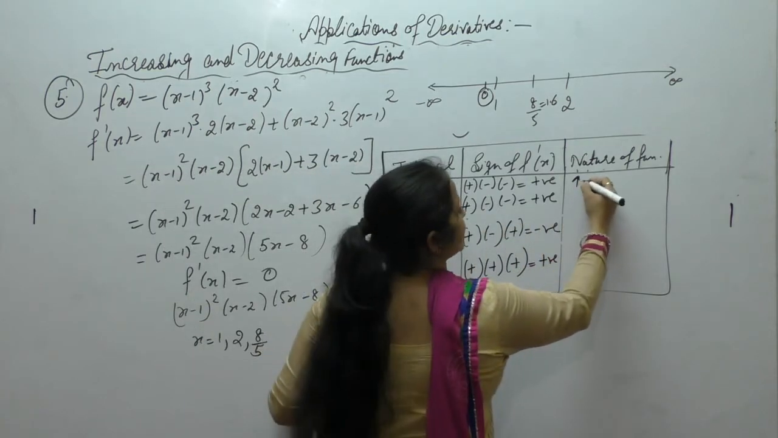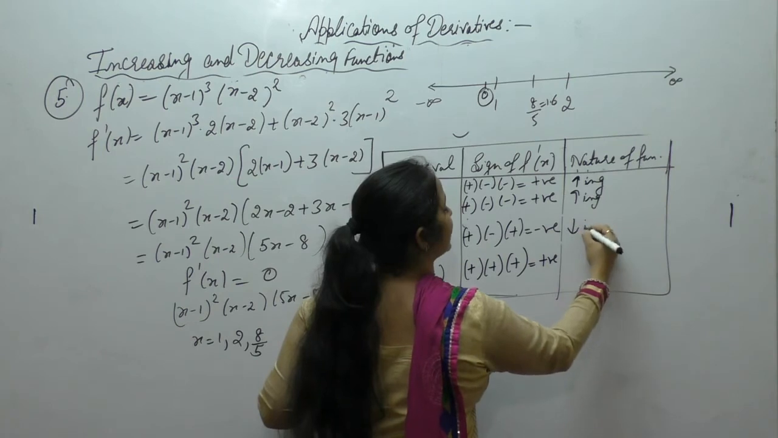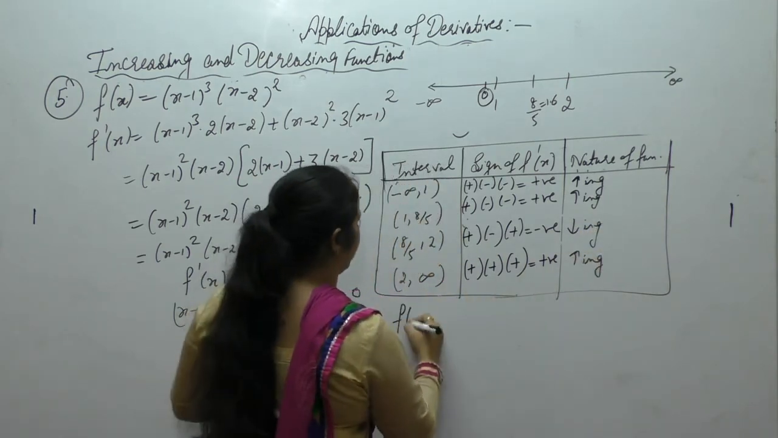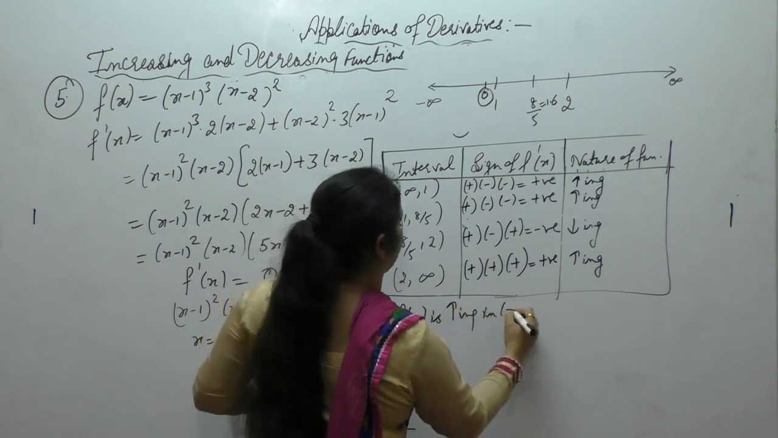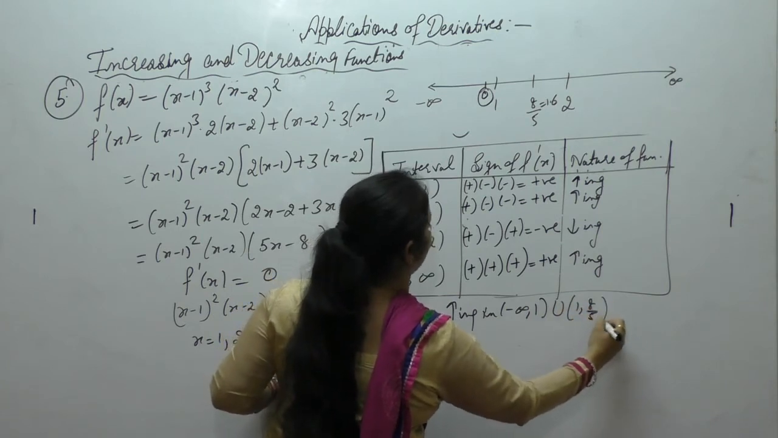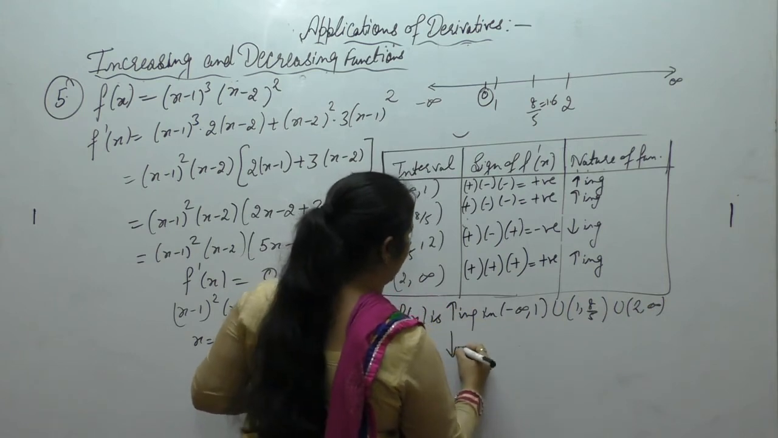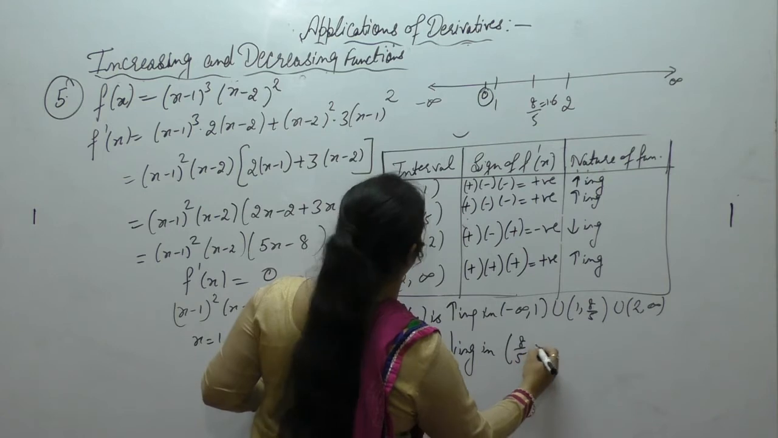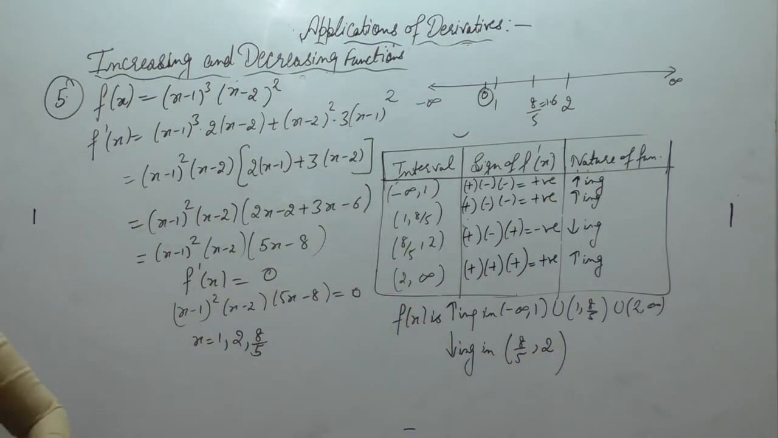Positive means function is increasing, decreasing here and again increasing here. Therefore, f of x is increasing in minus infinity to 1, union 1 to 8 by 5, union 2 to infinity. And the function is decreasing in 8 by 5 to 2. Note it down.